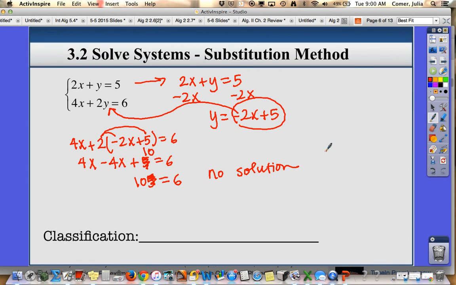So what does that mean graphically? It means we have two lines that are never going to cross each other, and they are parallel lines, so therefore it is going to be no solution.